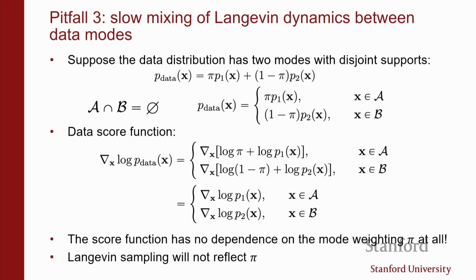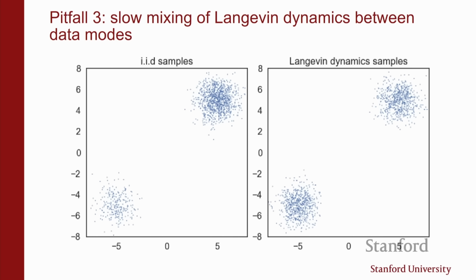Yeah, basically, if you run Langevin, it will not reflect pi. And here you can see an example of this, where in the true samples there are more samples up here than down here. So let's say P1 is maybe, I don't know, 2/3 of them are up here and 1/3 are down here. If you just run Langevin, you end up with half and half. So it's not reflecting the right weight. And that's basically an indication that Langevin is mixing too slowly.